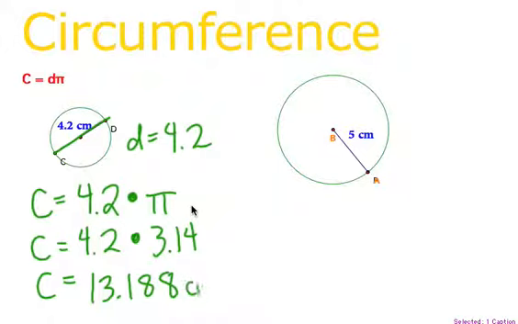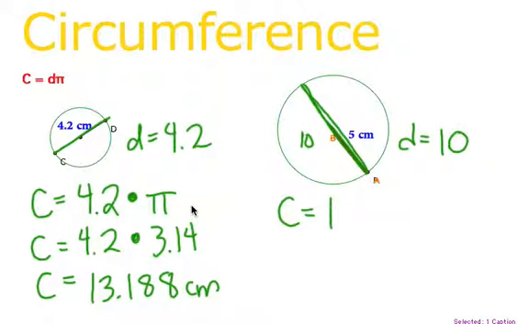13.188 centimeters. Okay? On this next one, I come and look at it, and now I'm noticing I was given a radius, okay? The reason I know this is a radius is because it only goes halfway across, okay? If it were to go all the way across, that would just be 2 5s. So that means the diameter in this case is 10. So my diameter is 10, okay? So that's the one I want.